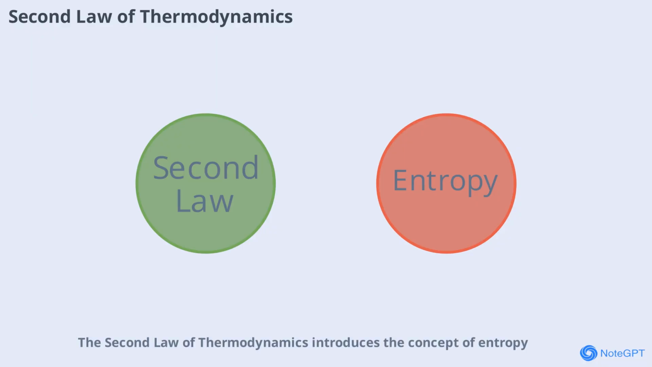The second law of thermodynamics introduces the concept of entropy, a measure of disorder in a system. This law states that the total entropy of an isolated system always increases over time. We'll discuss how this principle explains the direction of spontaneous processes and why some reactions occur naturally while others do not. Entropy is a crucial factor in determining the feasibility of chemical reactions and understanding the flow of energy.